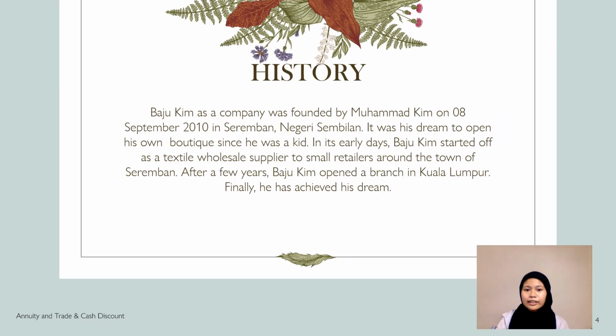This is the history about our company. Bajukin as a company was founded by Muhammad Kin on 8 September 2010 in Seremban, Negeri Sembilan. It was his dream to open his own boutique since he was a kid. In its early days, Bajukin started off as a textile wholesale supplier to small retailers around the town of Seremban. After a few years, Bajukin opened a branch in Kuala Lumpur and finally, he has achieved his dream.